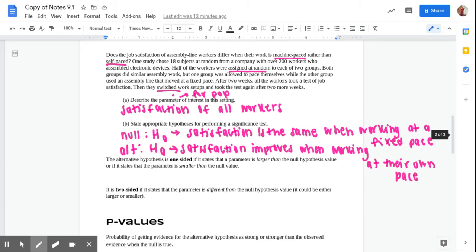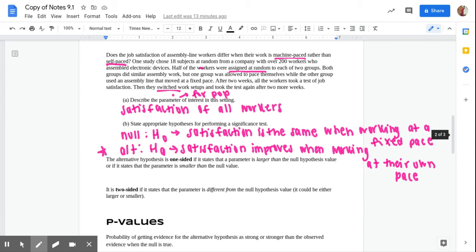So again, we're looking for evidence to say that there's a difference, right? We're looking for evidence for this alternative. And all we're going to do in this first section is set up our hypotheses like this, be able to explain the hypotheses and make decisions about them. Next section, we'll do more solving with them, with proportions and means again.